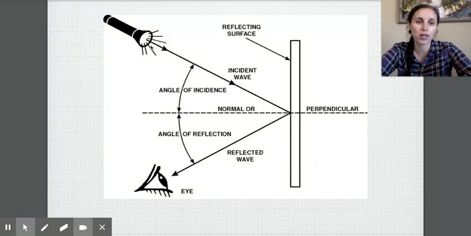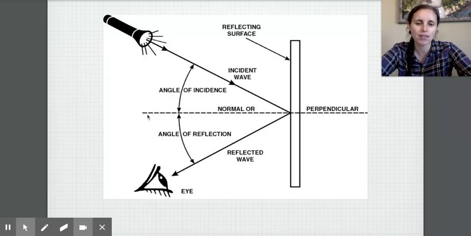What's going to happen when that light is reflected back is this incident ray is going to bounce off of this mirror. It's going to again keep traveling in a straight line, and it's going to be perceived by your eye. Notice here we have a straight line, we have an arrowhead, and we call this the reflected ray. That reflected ray is called that because it was reflected off of this surface.